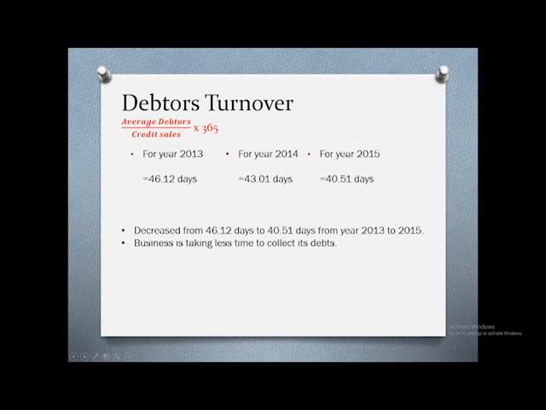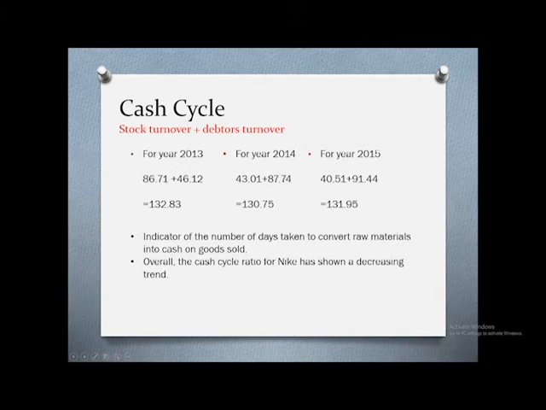The debtor's turnover has steadily decreased from 46.12 days to 40.51 days from year 2013 to 2015. This is a sign that the business is taking less time to collect its debts, which contributes to a healthy cash flow. The cash cycle ratio is an indicator of the number of days taken to convert raw materials into cash on goods sold. Overall, the cash cycle ratio for Nike has shown a decreasing trend, which is positive for the business as there is more cash on hand, reducing the need to borrow.